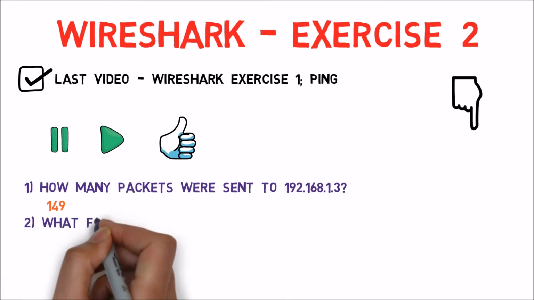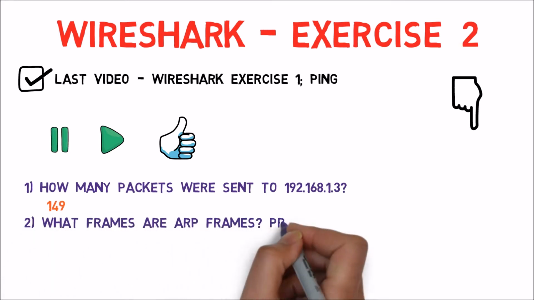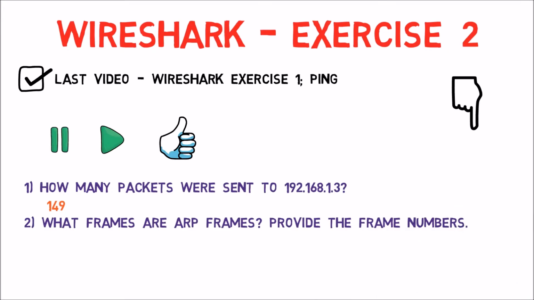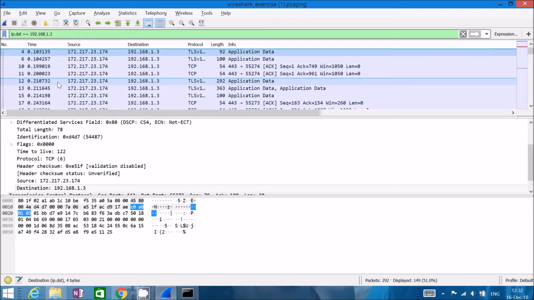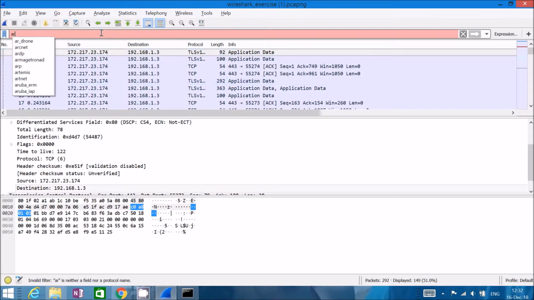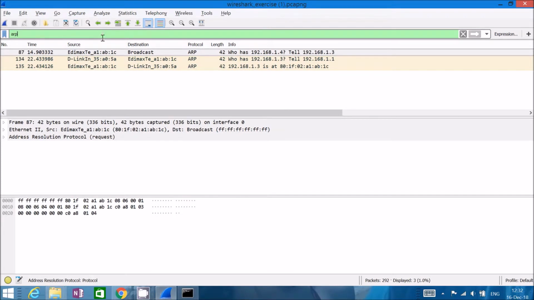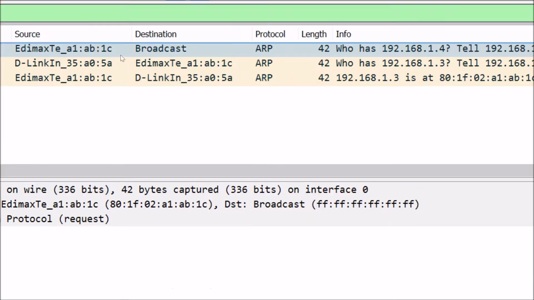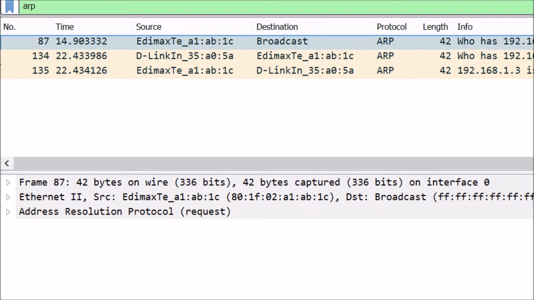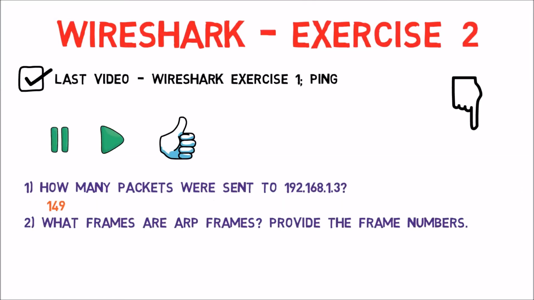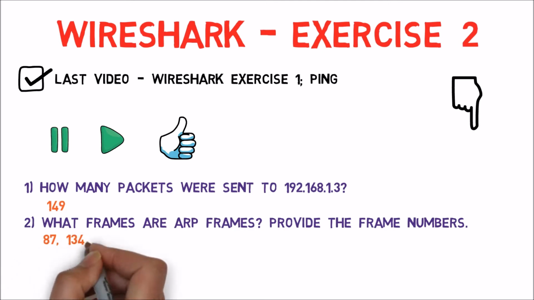Question number two, what frames are ARP frames? Provide the frame numbers. Okay, so back to Wireshark. Let's filter ARP frames. I could just guess and write here ARP, and that should do the job. We only have three frames here, and if we're looking for the numbers, we just go to the number column on the left. So we have 87, 134, and 135. That's it. So 87, 134, and 135.